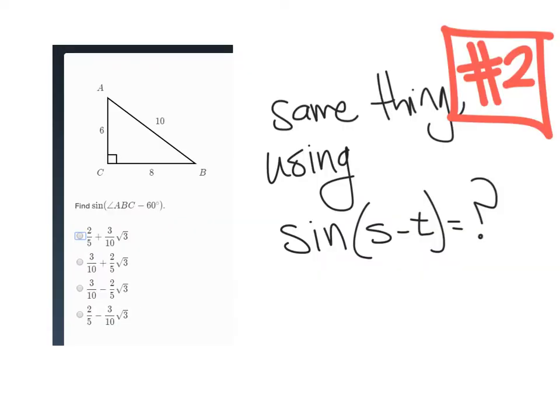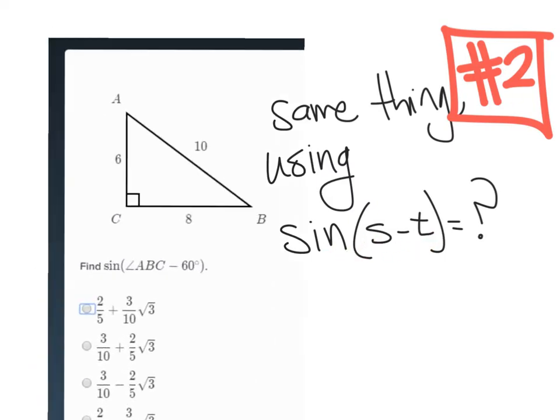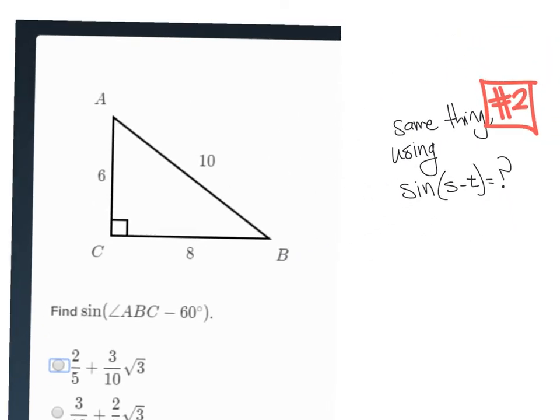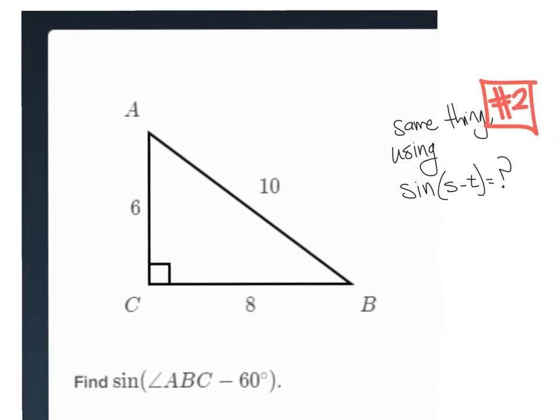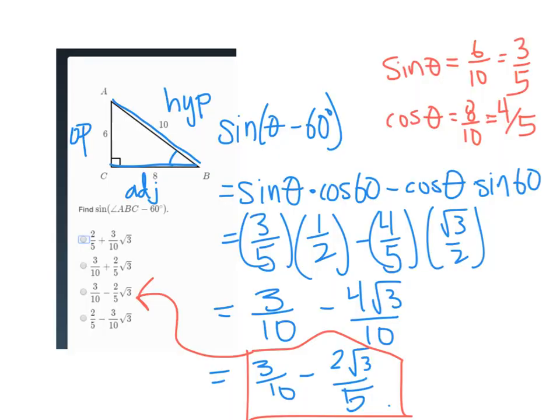So, some points there. Same thing. So here's question number 2, but here we have the subtraction identity. So if you want to give this a whirl, meaning try it out by yourself, that'd be cool. We have a triangle, and we're asked for the sine of angle ABC minus 60 degrees. So you could try that, or just watch.